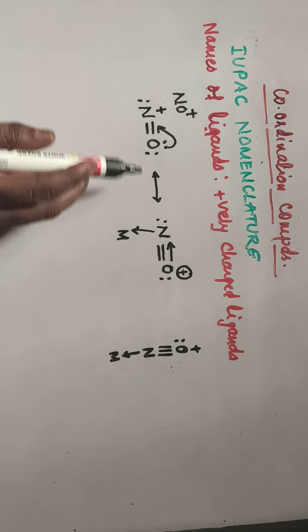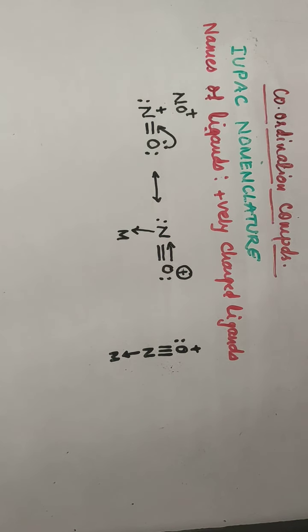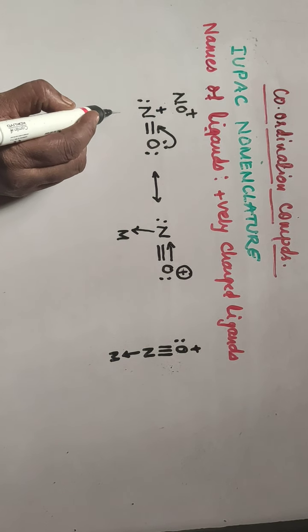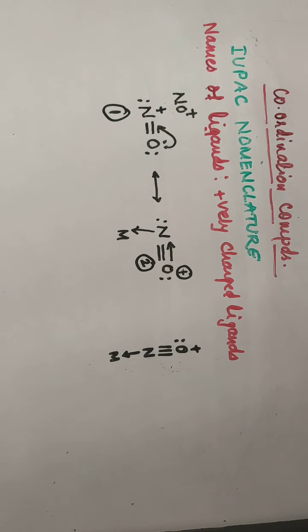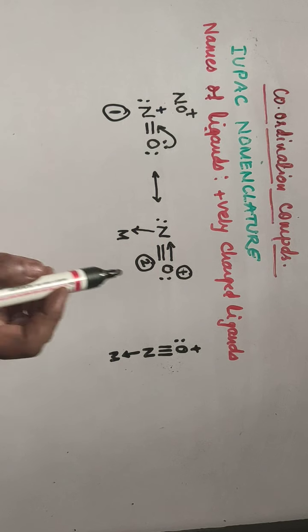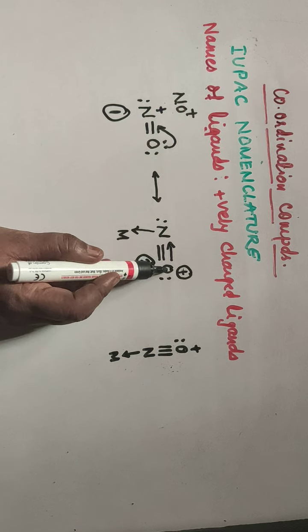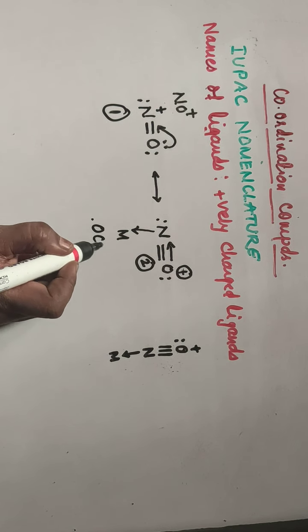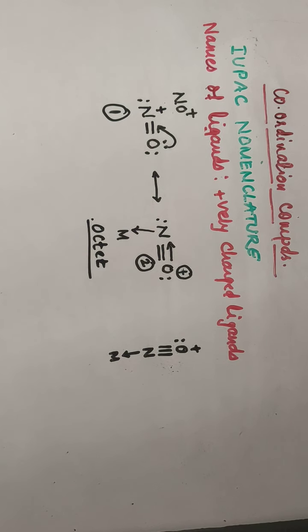A question may be, in between these two, which one is more stable? Suppose this is the first structure and this is your second structure. Out of these, which one is more stable? The second structure is more stable. Why? Because oxygen acquires the positive charge. If you consider nitrogen and oxygen, the octet of both nitrogen and oxygen is complete, and so this is a stable structure as compared to the first one.